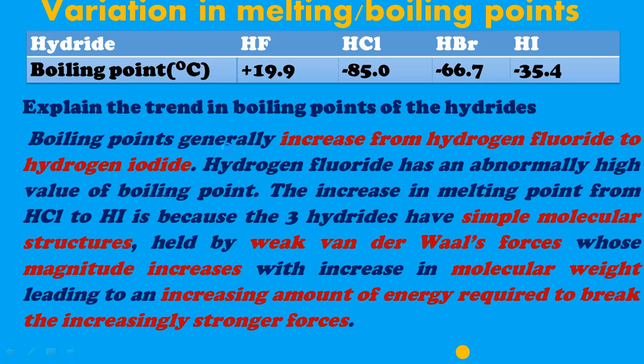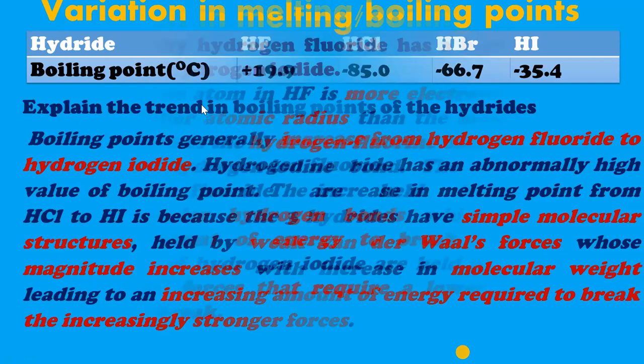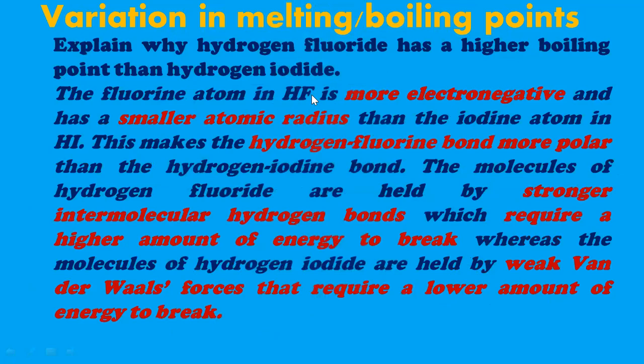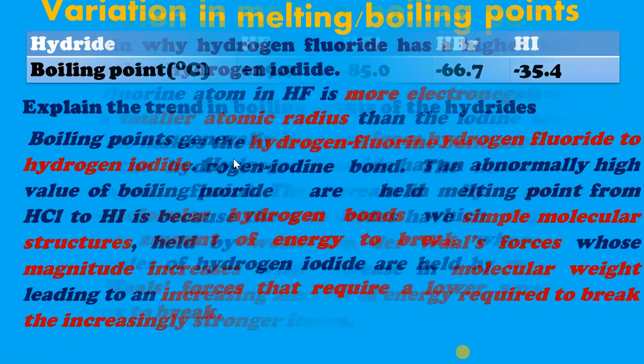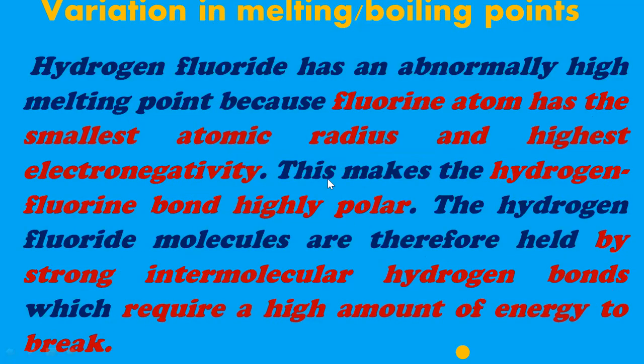So, how about the hydrogen fluoride? It's a unique one. It has an abnormally high value of boiling point because the fluorine atom in it is more electronegative and has a smaller atomic radius than the iodine atom in hydrogen iodide. Did I write that anywhere? I don't have it anywhere. Yeah, this is it. Hydrogen fluoride has an abnormally high melting point because the fluorine atom has the smallest atomic radius and highest electronegativity. So that makes the hydrogen fluorine bond highly polar.